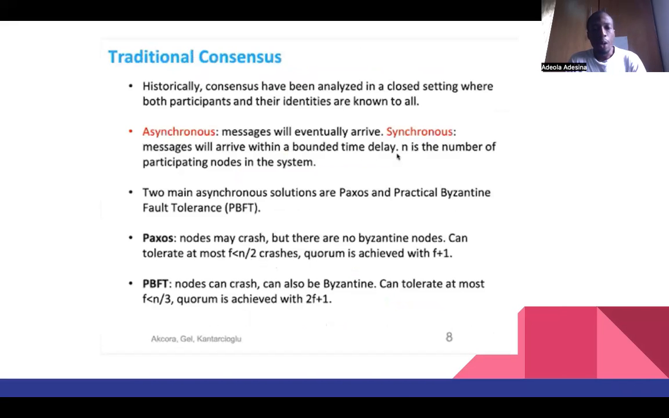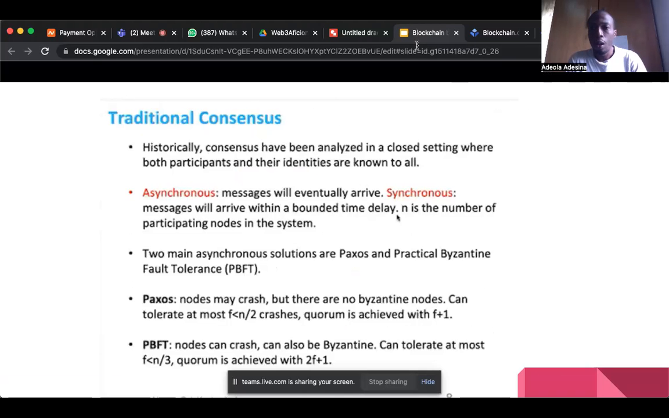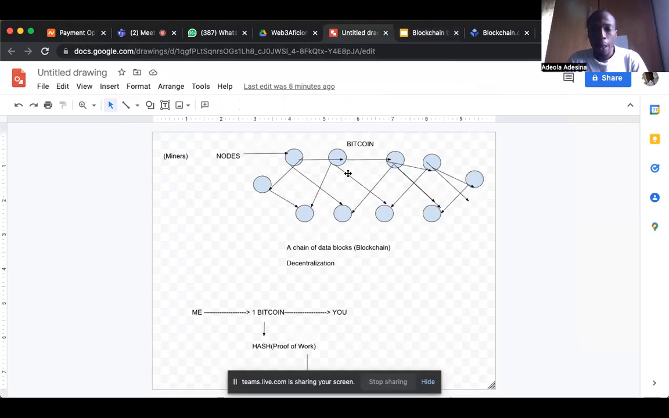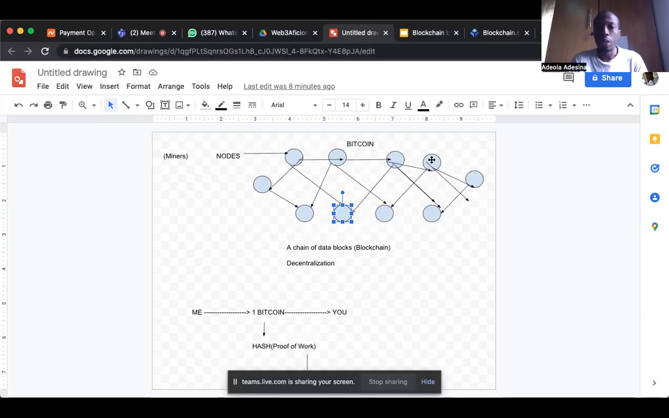Now, let's talk about consensus. In my example, if you have 10 companies who have decided to share data with each other, these 10 companies will need to come up with a consensus on how they want to operate, right? So this is a traditional consensus, for example, because these 10 companies know each other. They know each other's offices.